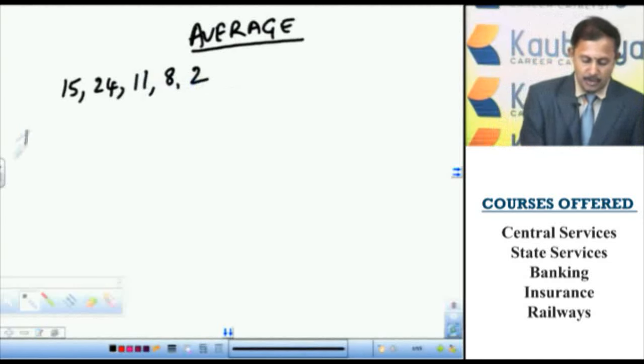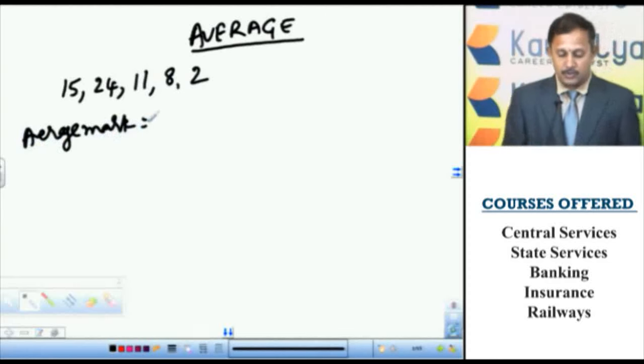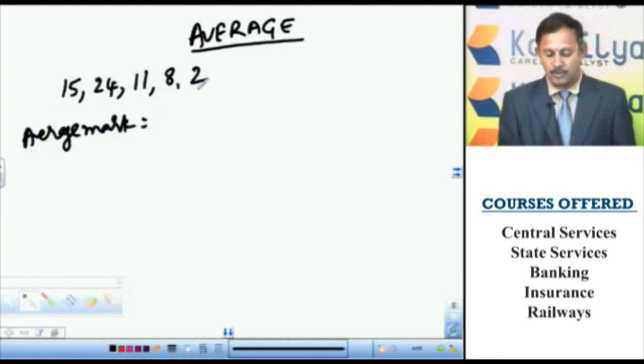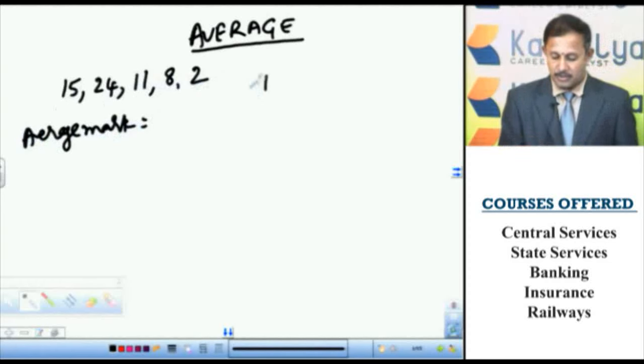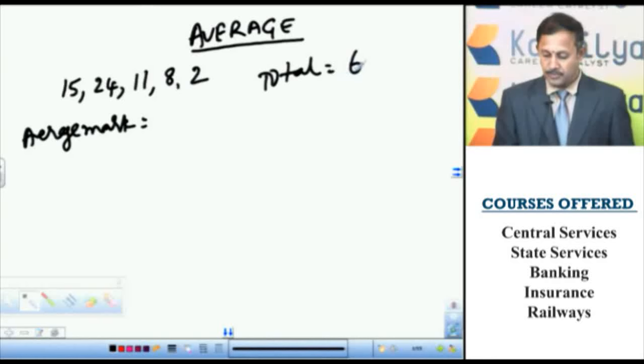Suppose, how do we find the average mark obtained by all the 5 students? Here 15, 24, 11, 8 and 2 are the individual marks. What is the total mark obtained by all the 5? 15 plus 24 is 39, 39 plus 11 is 50, 50 plus 8 is 58, 58 plus 2 is 60. So 5 students got 60 marks in total, right?